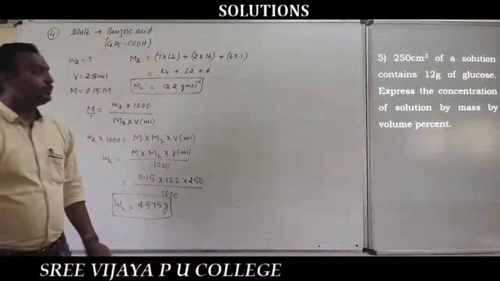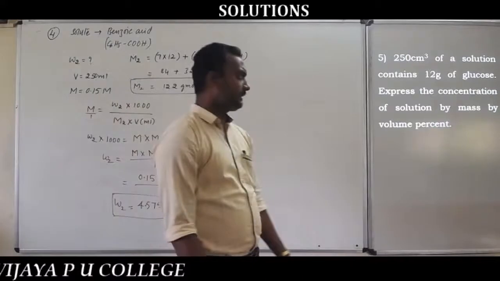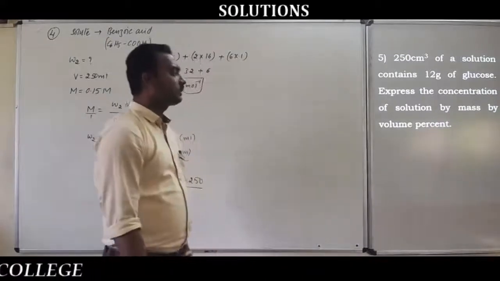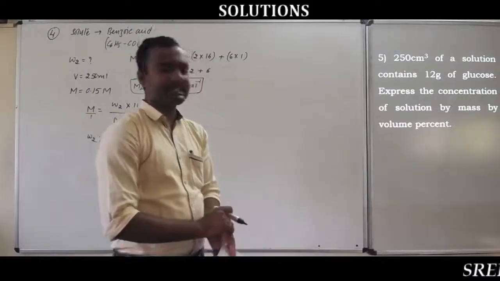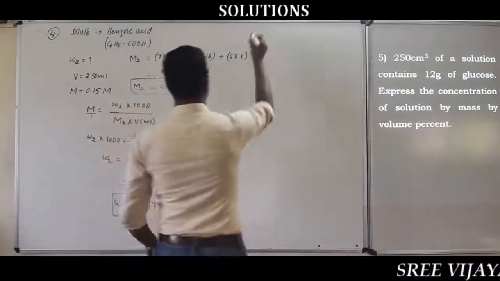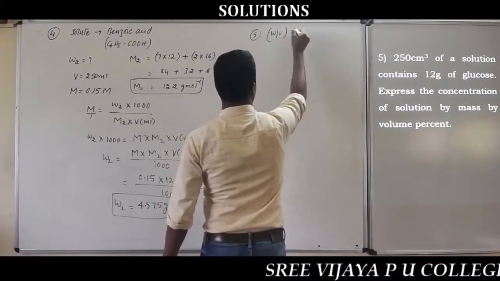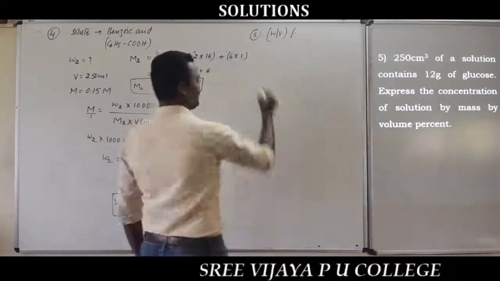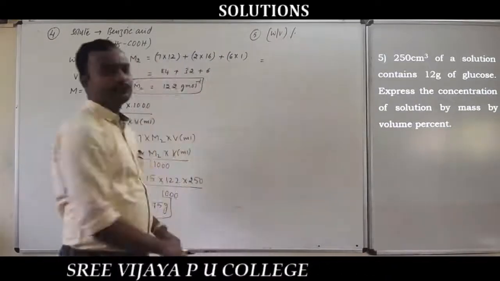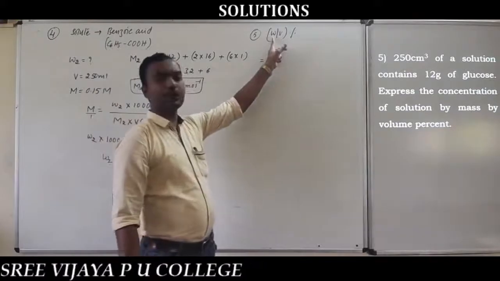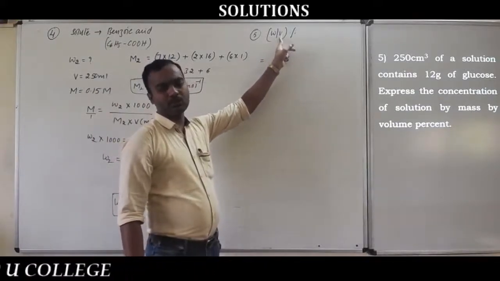So that is 250 cm cube of a solution contains 12 gram of glucose. Express the concentration of solution by mass by volume percentage, it says. So that is question number 5. Mass by volume percentage, W by V percentage, that is equal to, so in mass by volume percentage, the numerator takes the component in mass, and the denominator takes the solution in volume.